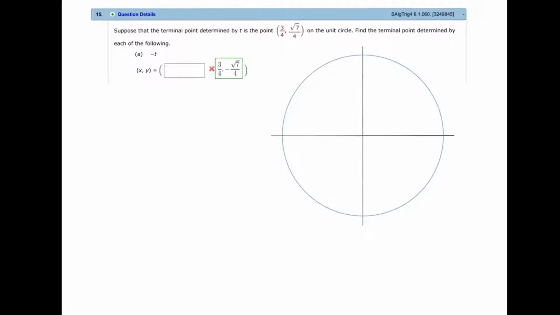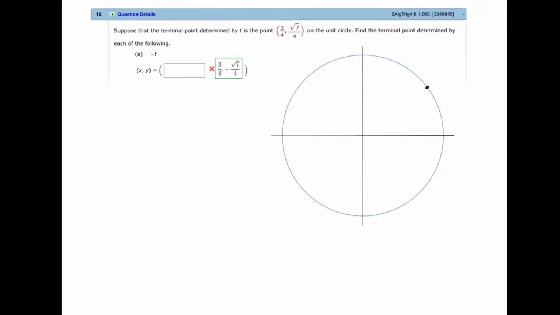Suppose that the terminal point determined by t is the point (3/4, √7/4) on the unit circle. Find the terminal point determined by each of the following. The point (3/4, √7/4) would be roughly here on the unit circle.